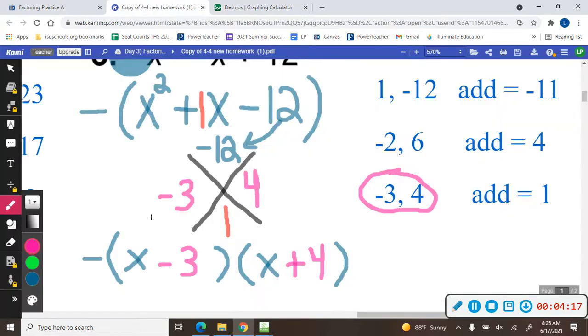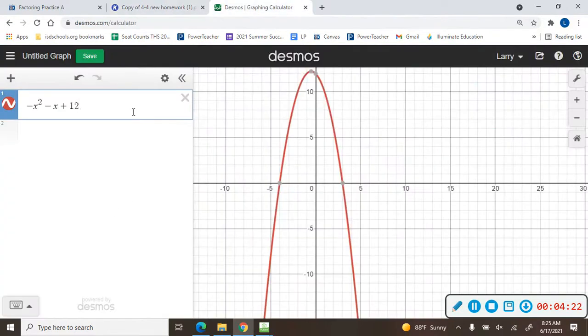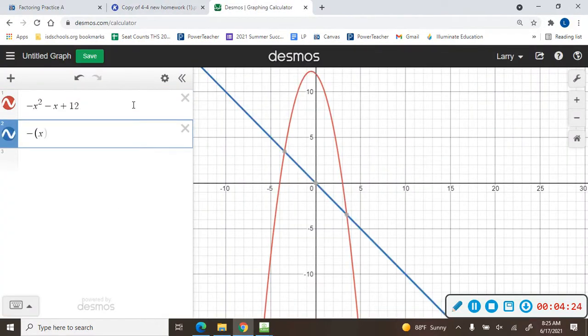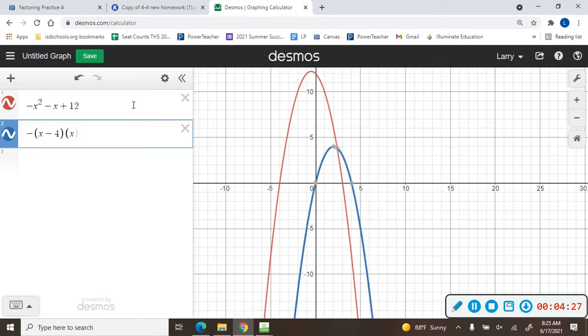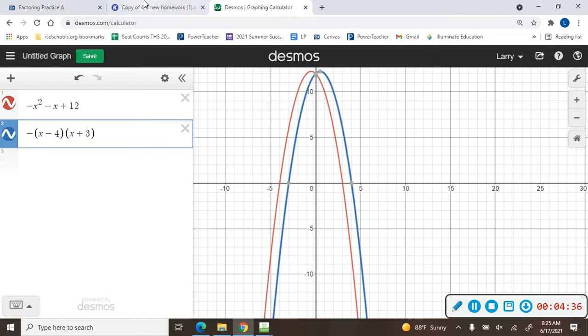Another way you can check your work is you could type this in your calculator and this, and you'll see that they are the same thing. So x minus 3, x plus 4, I had these mixed up. But notice they are on top of each other. They are the same thing. So you could type in what you started with, what you ended with, and use that to check your work.